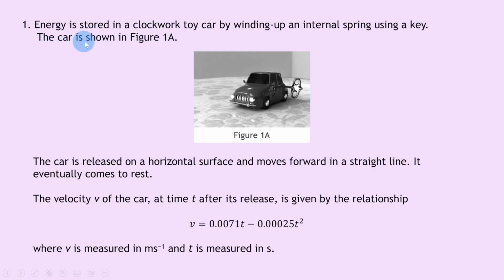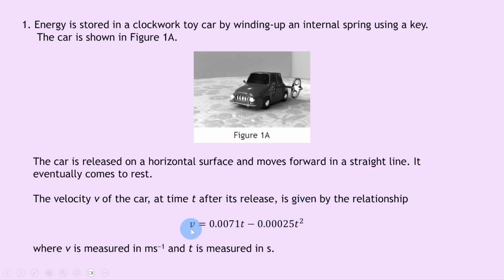Question 1 says energy is stored in a clockwork toy car by winding up an internal spring using a key. The car is shown in figure 1a. The car is released on a horizontal surface and moves forward in a straight line. It eventually comes to rest. The velocity v of the car at time t after its release is given by the relationship v equals 0.0071 t minus 0.00025 t squared, where v is measured in meters per second and t is measured in seconds.